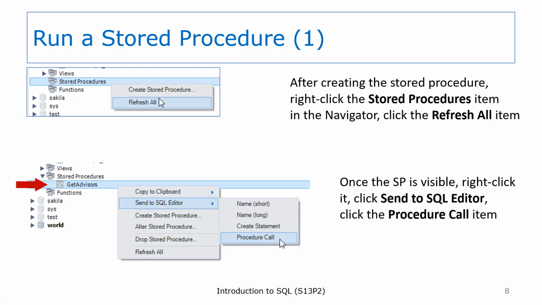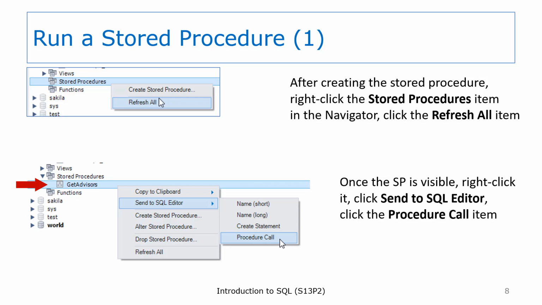Now that you have a stored procedure, we'll see how you can run it using Workbench. After the stored procedure is created, go back to the navigator. You need to right-click the Stored Procedures item again. This time, click the Refresh All item as shown in the top corner of this slide. When you refresh the item, you'll see the newly created stored procedure.